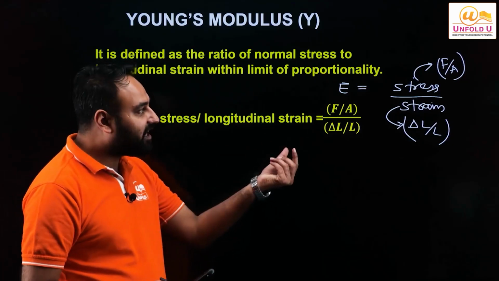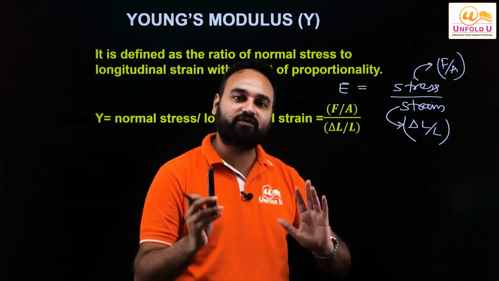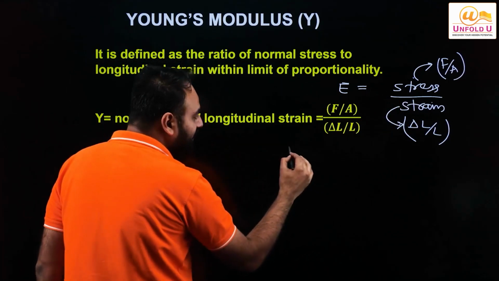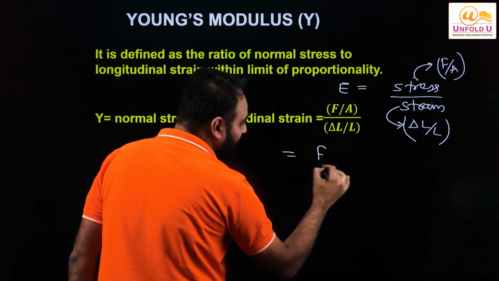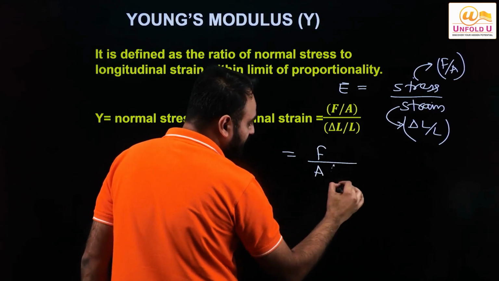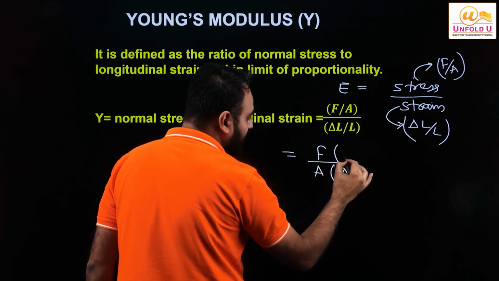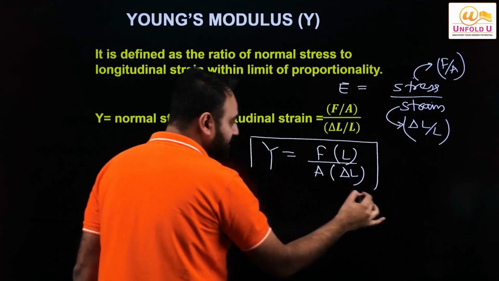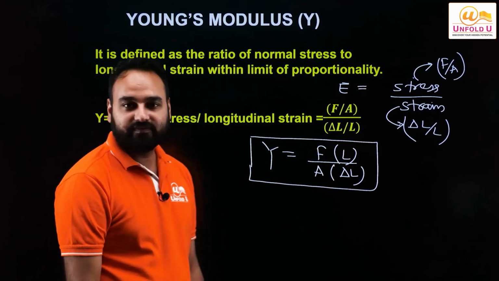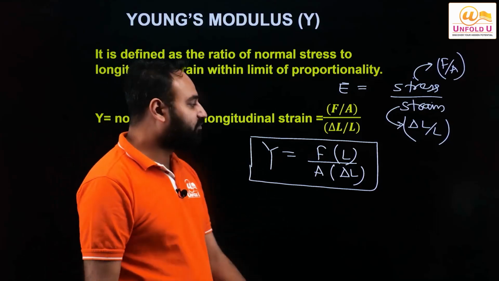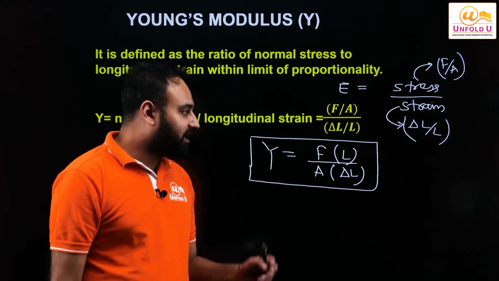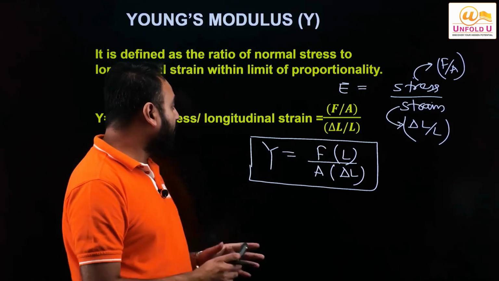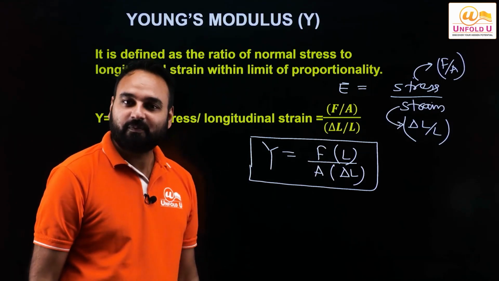But for numerical calculation, we know restoring force and deforming force are equal, right? So how is it going to be? If I substitute the values, what will I get? I'll get F by A into delta L upon L. So this is my Young's modulus and it is represented by the letter Y, right? So Young's modulus is the modulus of elasticity particularly for longitudinal stress and strain, right?